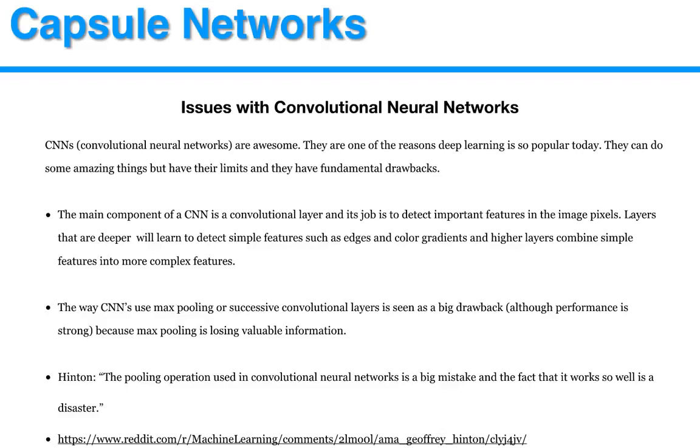The way CNNs use max pooling or successive convolutional layers is actually seen as a big drawback, although the performance is strong, because max pooling is losing valuable information. And in a Reddit AMA, Hinton even stated that the pooling operation used in a convolutional neural network is a big mistake, and the fact that it works so well is a disaster. If you want to see the AMA on Reddit, you can follow the link here.